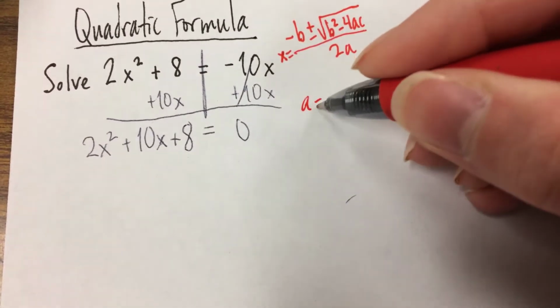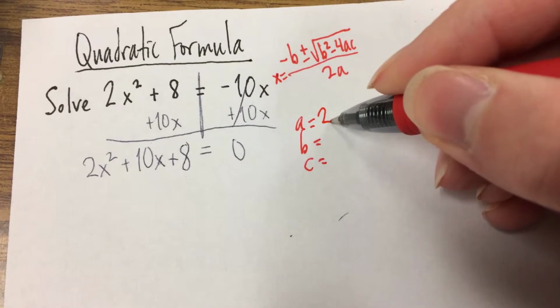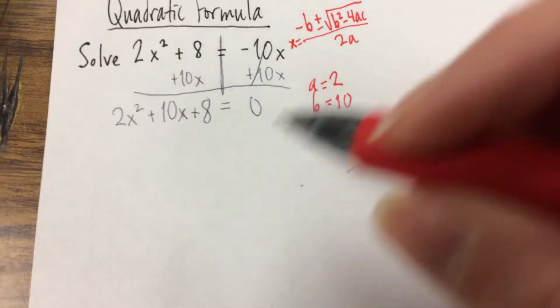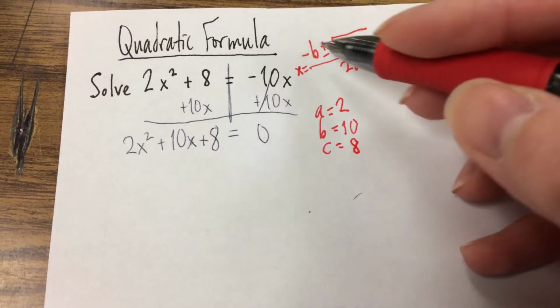Then we can name our a, b, and c. Since it's 2x squared, a is 2. Since it's 10x, b is 10. Since that's 8, c is 8. So then you take these numbers and you plug them in.